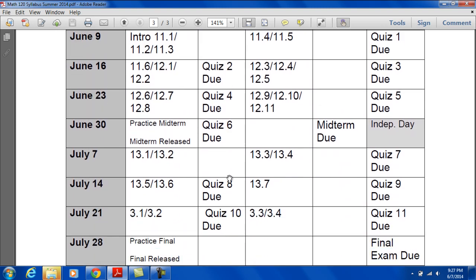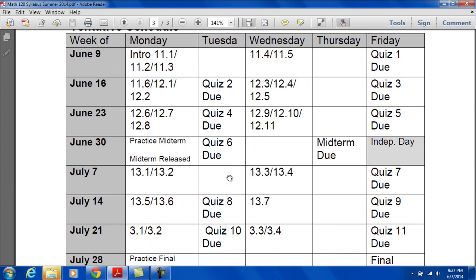So here's our schedule for the summer, and we have quite a bit to cover in a very short time. This is really like half the time of the semester, so we're going to be doing double the pace. I hope you understand that.